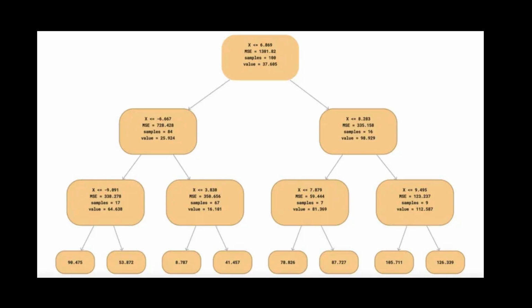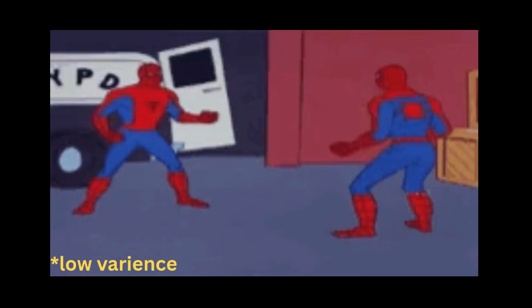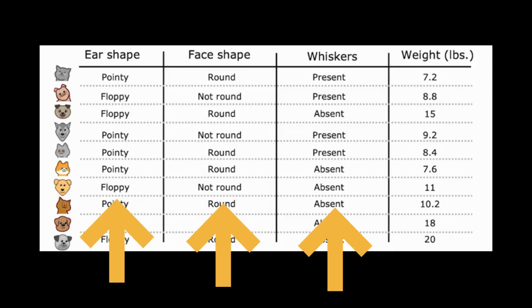To decide which question to put at the top, we need a way to measure how spread out the weights are. In classification, we use entropy. For regression, we use variance. A good split is one that makes the weights inside each child group as similar as possible, meaning low variance. So we look at every possible split, ear shape, face shape, whiskers, and pick the one that reduces the variance the most. Let's see how that works.